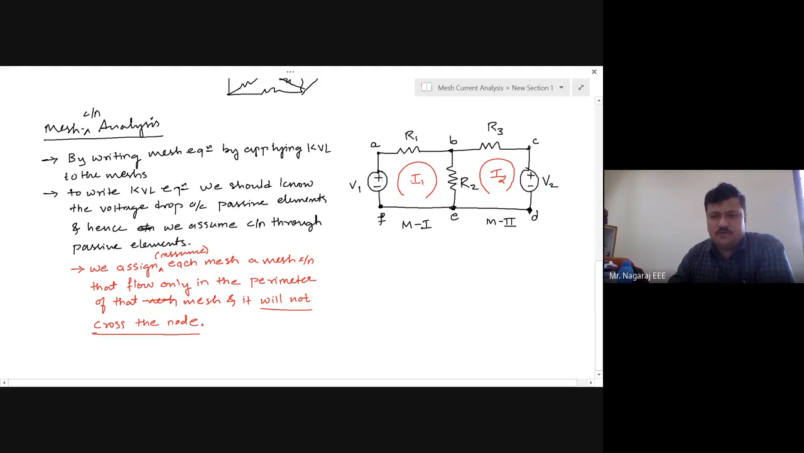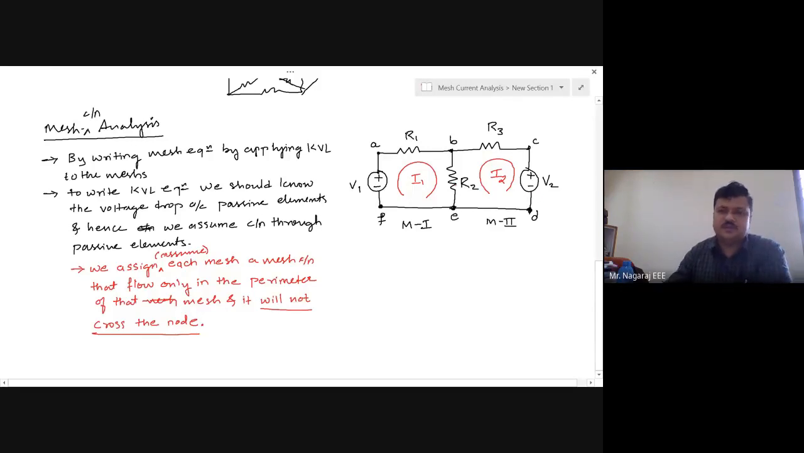So if I have two meshes, I will get two equations with I1 and I2. Two equations, two unknowns, I1 and I2. I can solve them and get the values of I1 and I2. If I have three meshes, I will assign the third current as I3. I will have three equations and three unknowns, I1, I2, I3. I will solve all three equations, then I will get the values of I1, I2, I3.